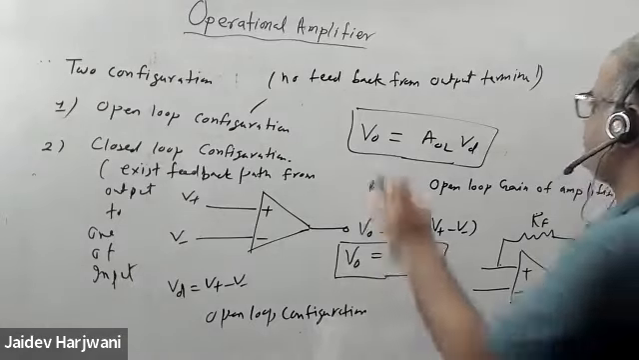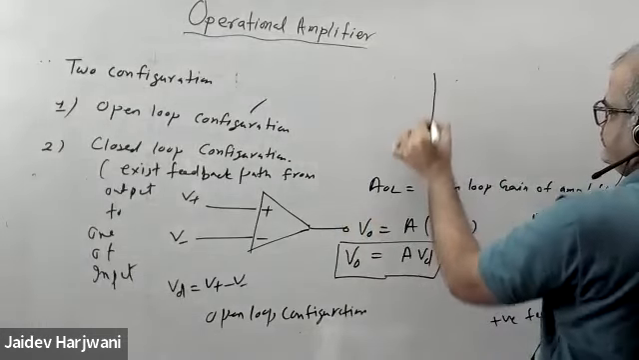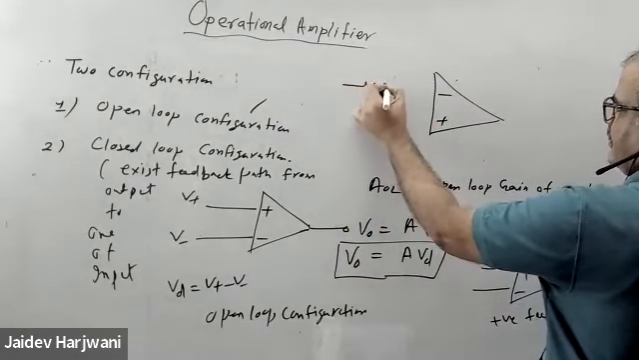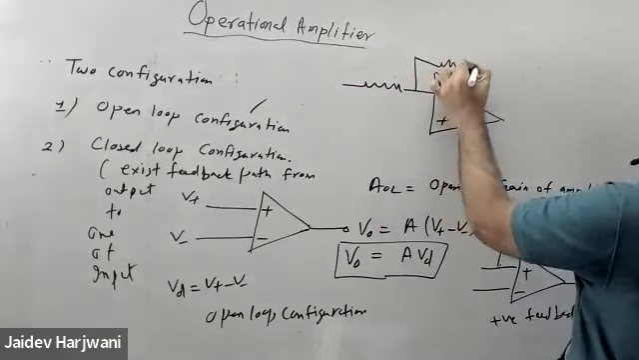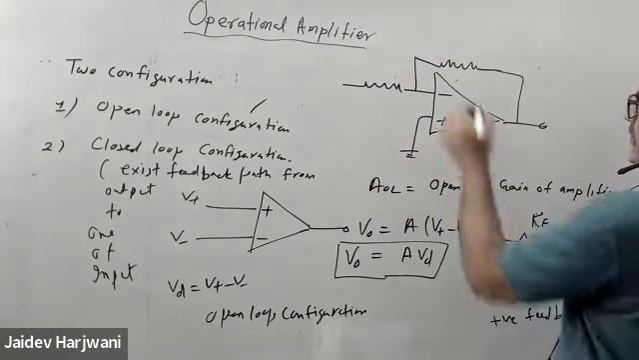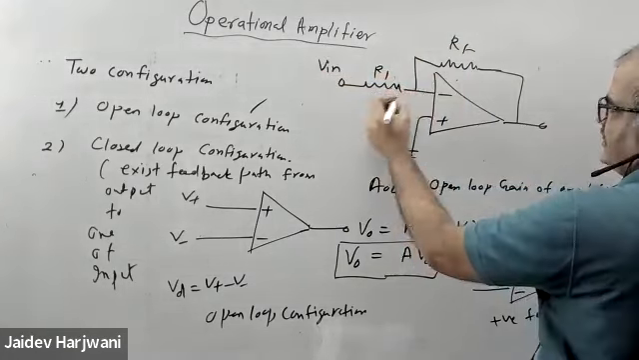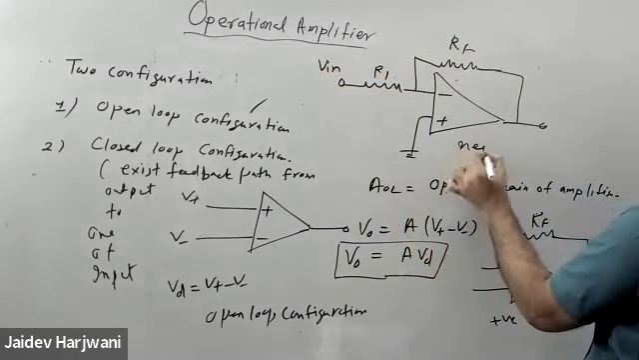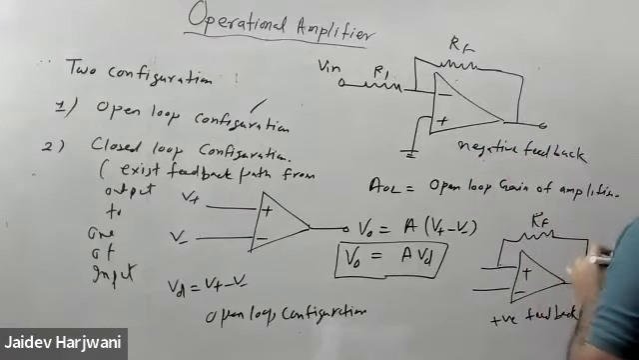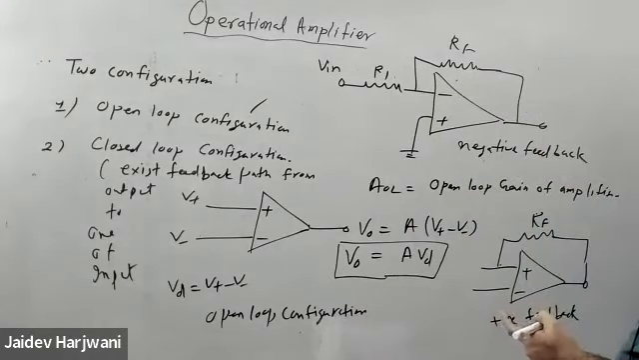Similarly, if feedback is coming to the negative terminal, so this is minus, this is plus, say this is RF and this is R1, and you are applying some input here, then this is called negative feedback. Both of these are closed loop configurations.